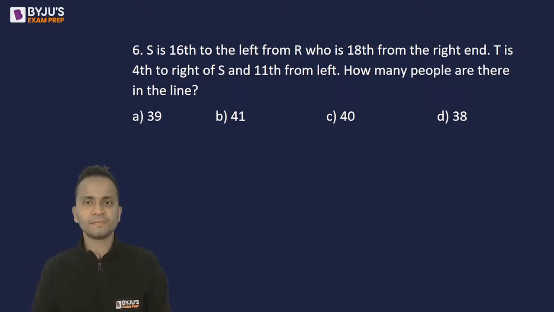Question number 6, a very common question that is asked in the examination based on order and ranking. S is 16th to the left of R, who is 18th from the right end. T is 4th to the right of S and 11th from the left. How many people are there in the line? So quickly count the number of people in the line and mark your answer.